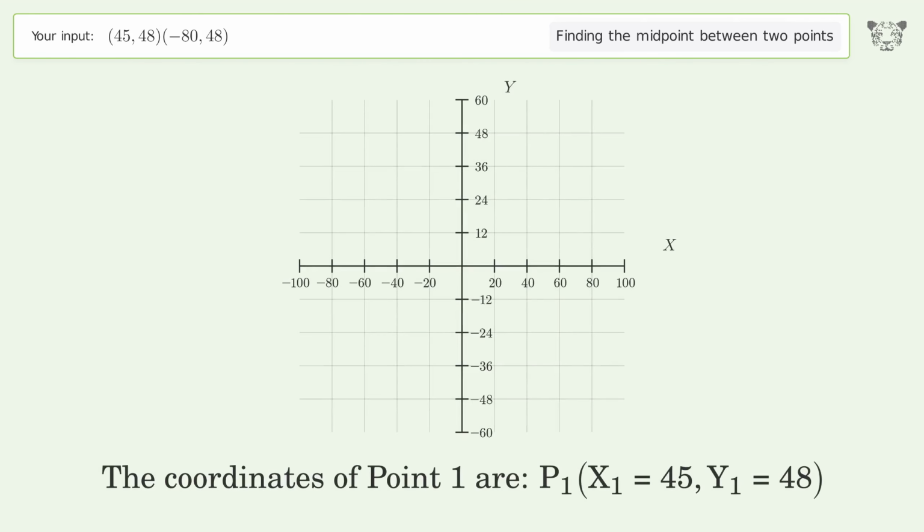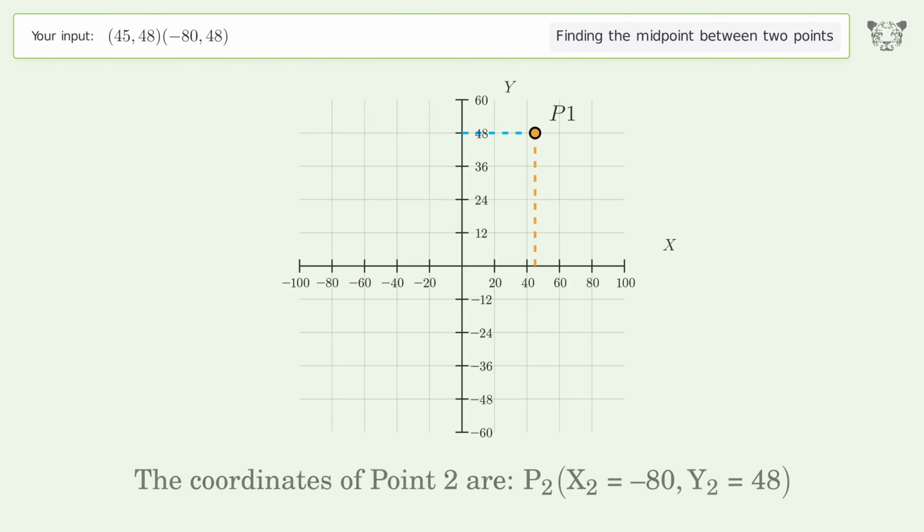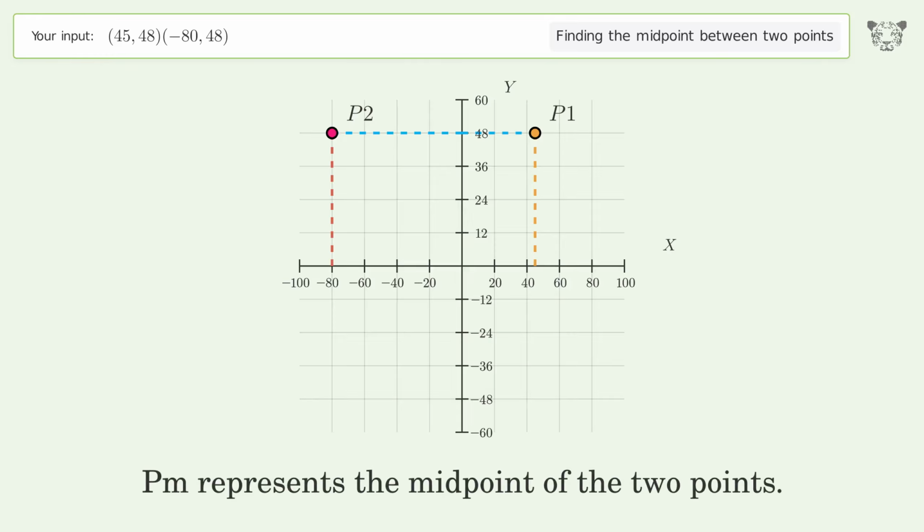The coordinates of point 1 are x1 equals 45, y1 equals 48. The coordinates of point 2 are x2 equals negative 80, y2 equals 48. PM represents the midpoint of the 2 points.